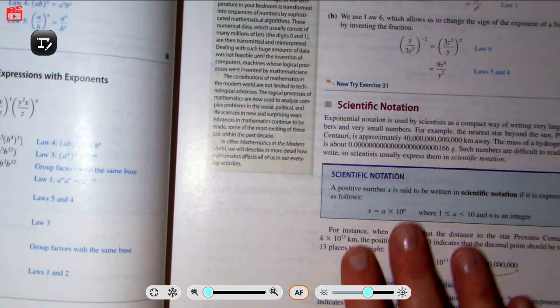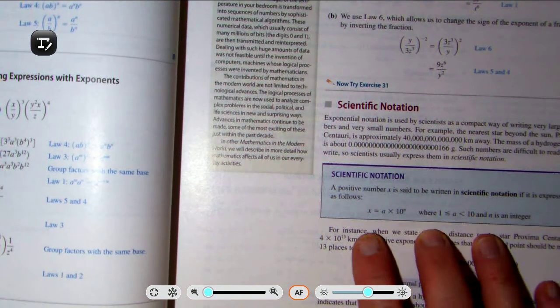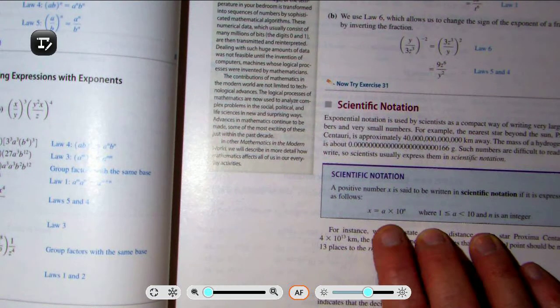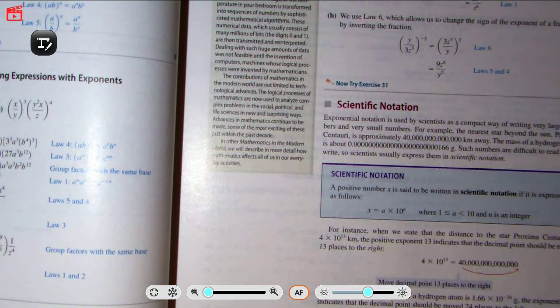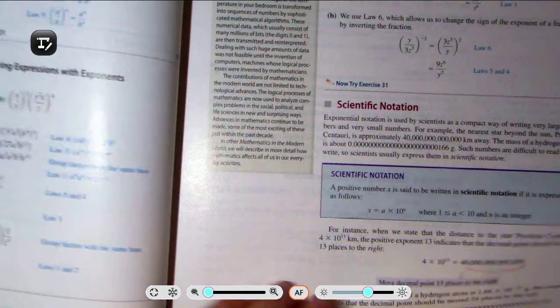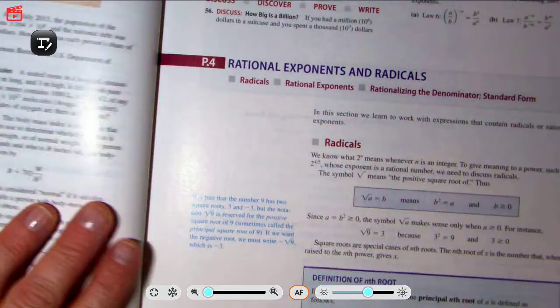Scientific notation we won't spend too much time on unless we're working in a word problem where we'll see it. So if you come across one, you'll just need to remember what it is, how it works. Scientific notation is a way to write really large numbers and really small numbers. So that kind of took us through number 3.